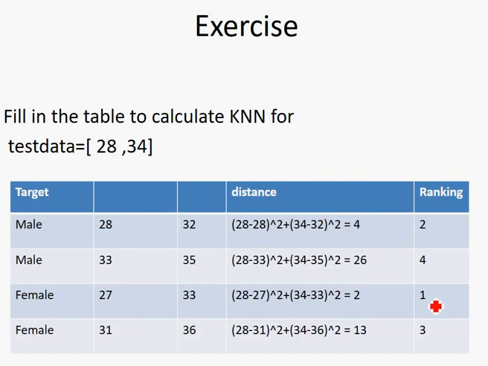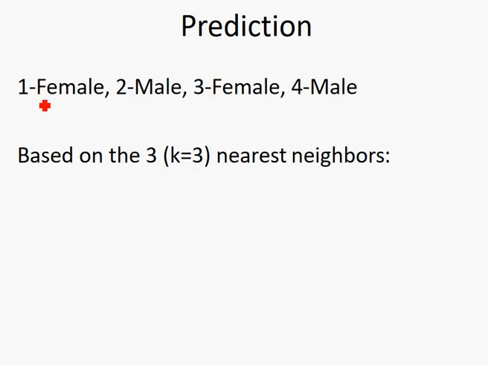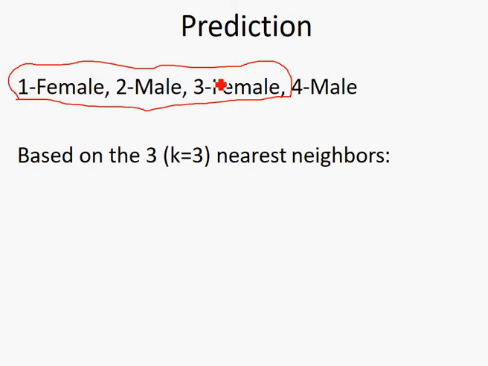So now that we know the ranking, we go back for a second, so we look: the closest point belongs to class female, the second closest belongs to class male, and the third closest belongs to class female. So the first point was female, the closest, the second closest male, the third closest female, and the fourth closest was male. If we're using a value of k equals 3, we're going to be looking at these 3 points only, and we do the majority voting over here, and we have 2 females, 1 male, so that means the result of our prediction is going to be female.